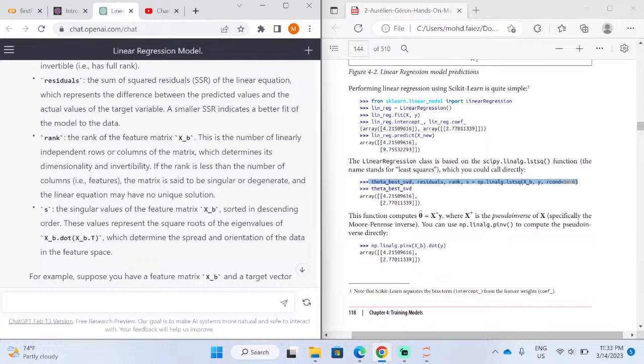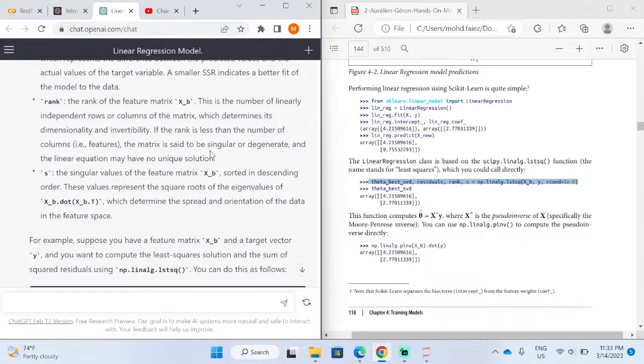Rank, the rank of the feature matrix X_b. This is the number of linearly independent rows or columns of the matrix, which determines its dimensionality and invertibility. If the rank is less than the number of columns, that is, the number of features, the matrix is said to be singular or degenerate, and the linear equation may have no unique solution.